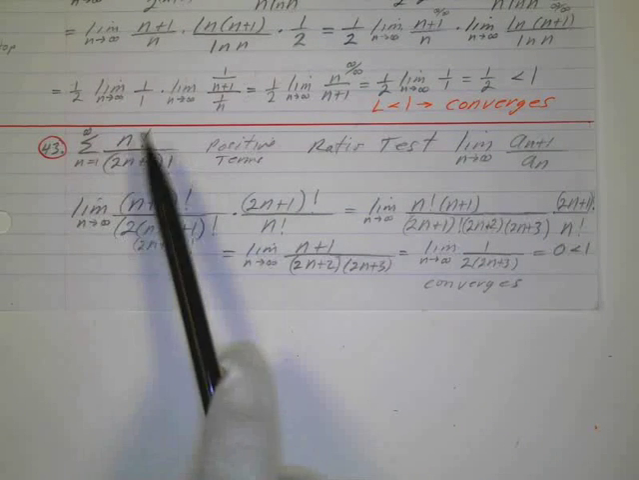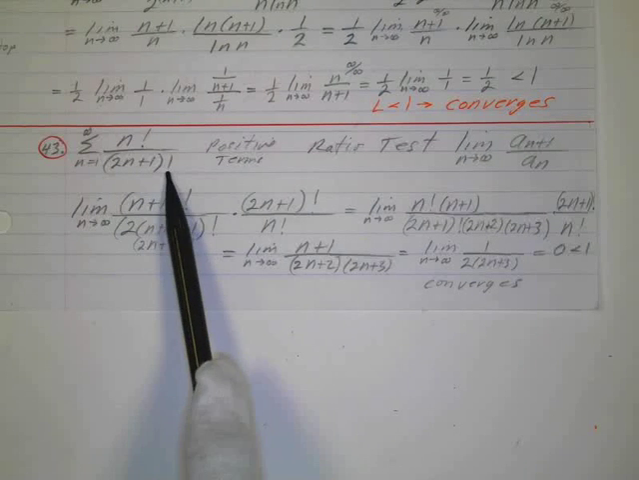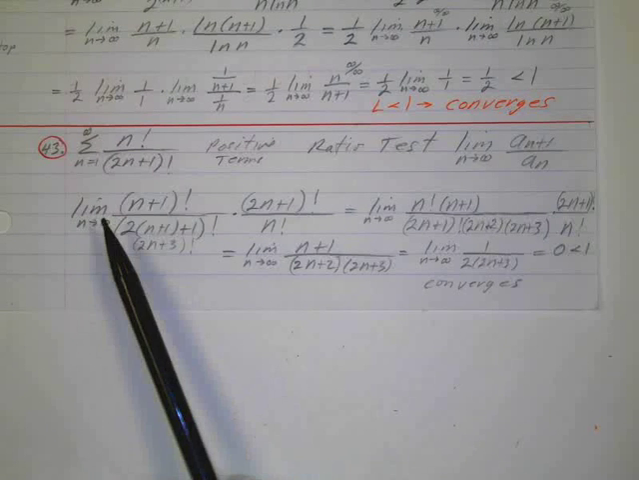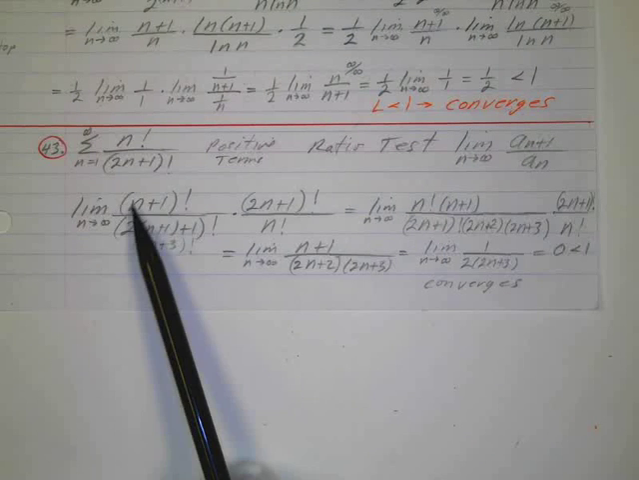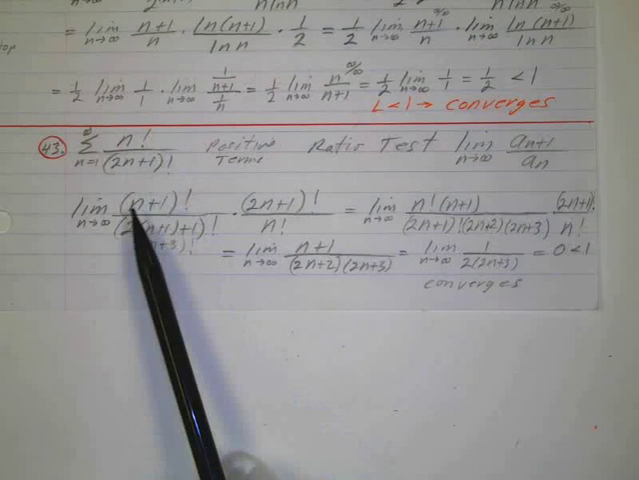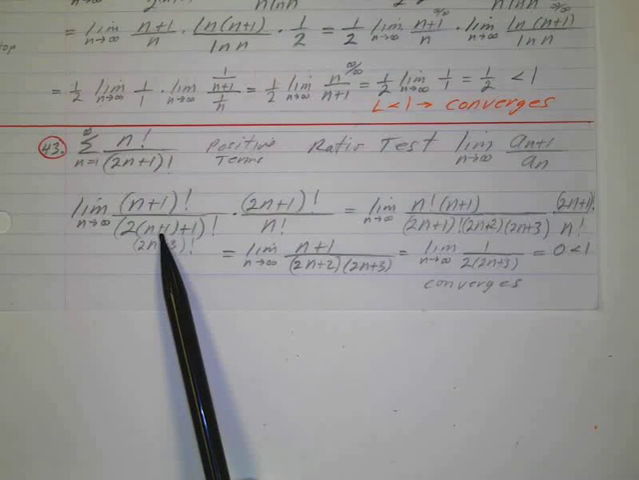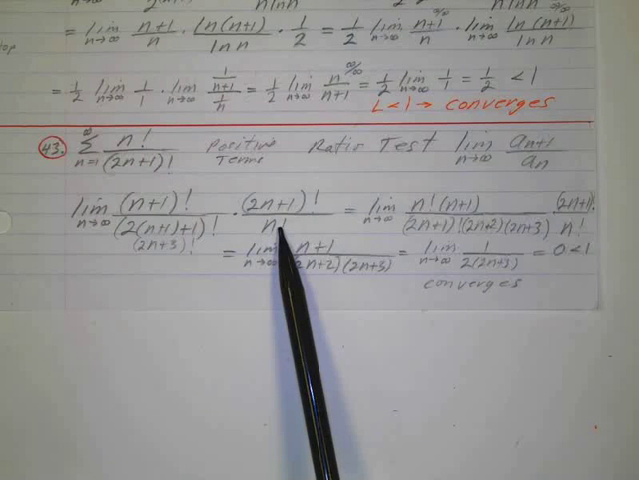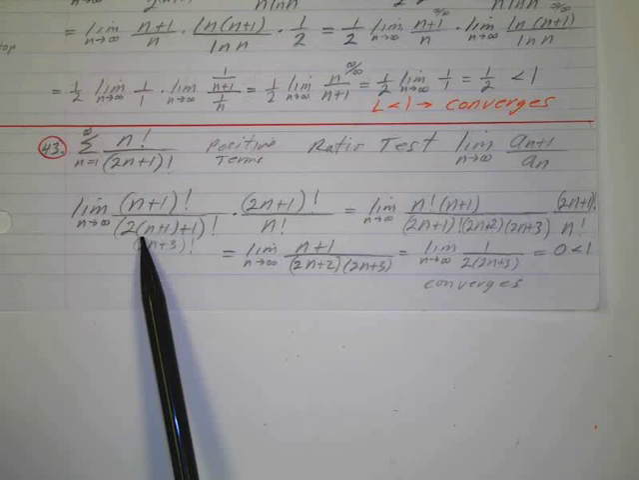Okay, so again, we're going to use the ratio test. These are all positive terms, n factorial over 2n plus 1 factorial, we use some of our little factorial tricks. And we take the limit as n approaches infinity of n plus 1 factorial over 2n plus 1 factorial. Remember, every time you see an n, you got to put n plus 1. And times the reciprocal, this 2n plus 1 factorial over n factorial.